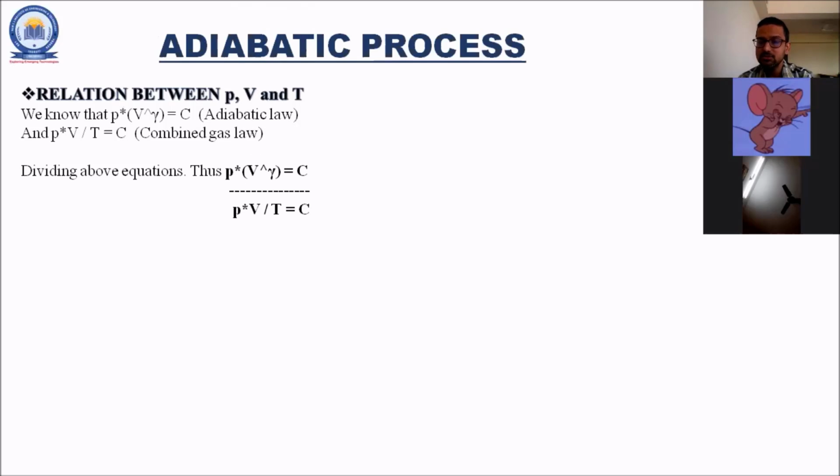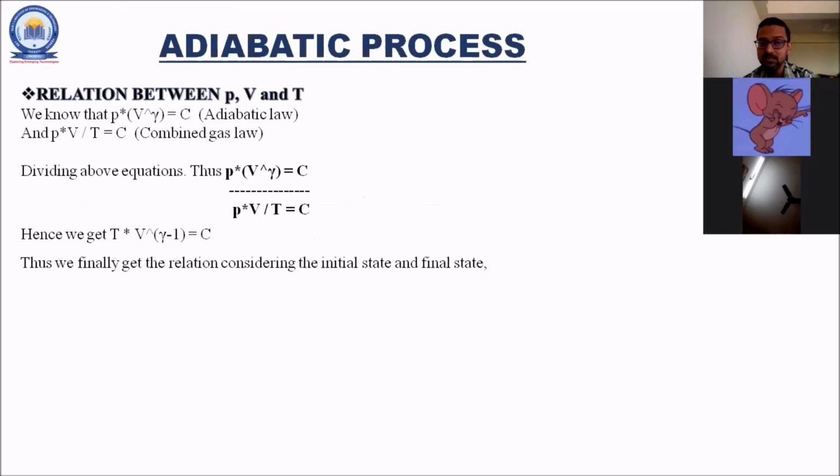Pressure remains constant, so it is cancelled out from the denominator and the numerator. Transferring the T on the above side, we are getting this answer, that is T into V raised to gamma minus 1 is equal to constant. So if I am writing this equation considering the initial and the final states 1 and 2, I can write down T1 by T2 is equal to V2 by V1 raised to gamma minus 1.